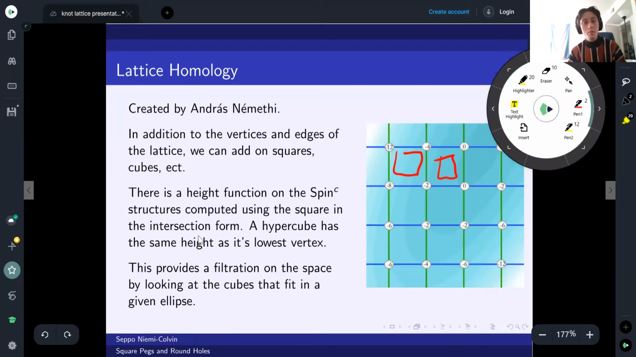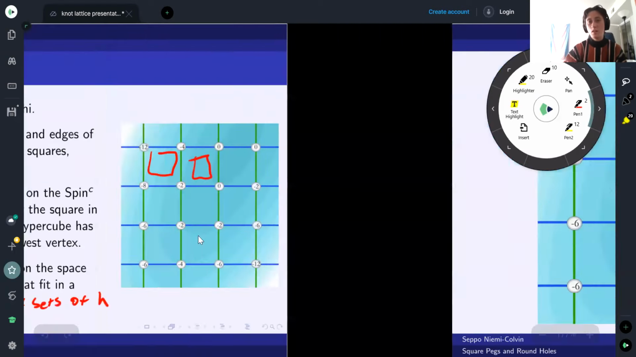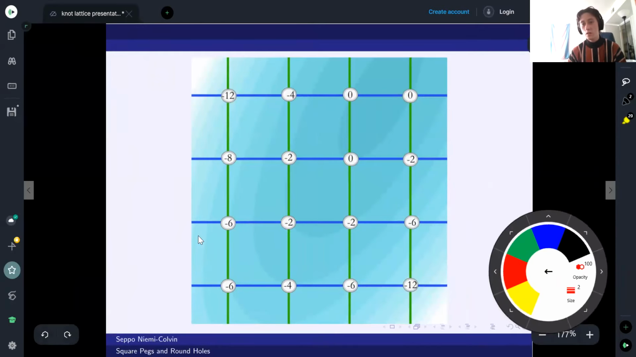And we'll say a hypercube has the same height as its lowest vertex. This provides a filtration on the space by looking at the cubes that fit inside a given ellipse. You can think of this as super level sets of the height function. We'll then take the singular homology of each layer and keep track of how the different layers relate to each other. So let's pull up a bigger slide to go look at an example.